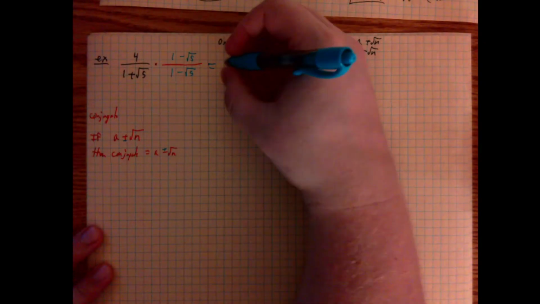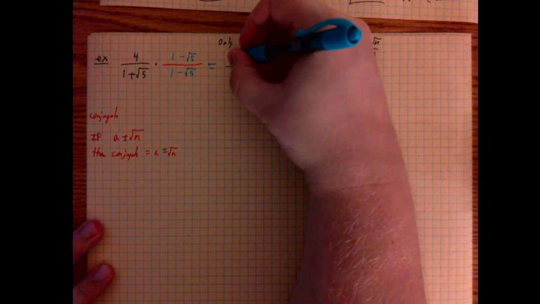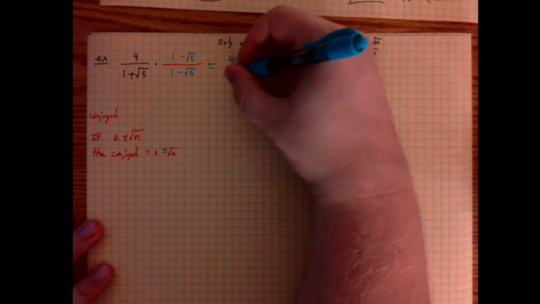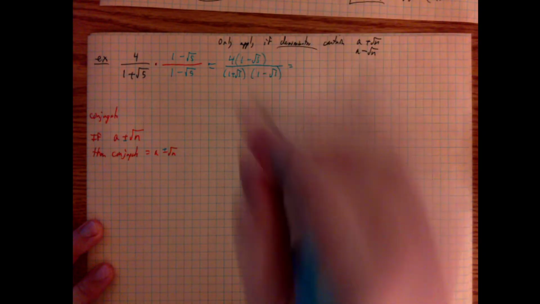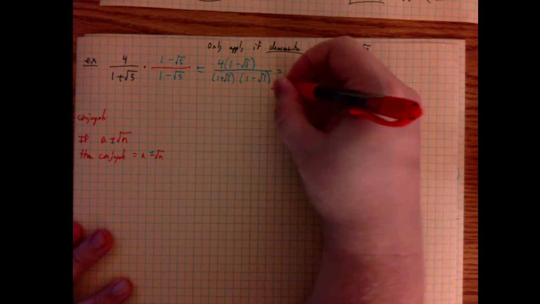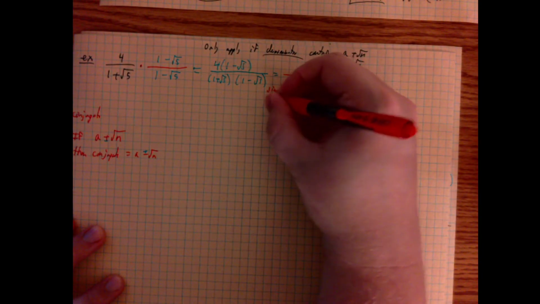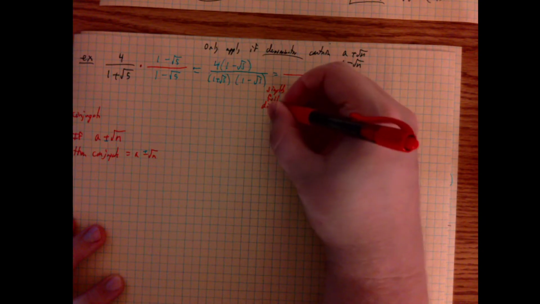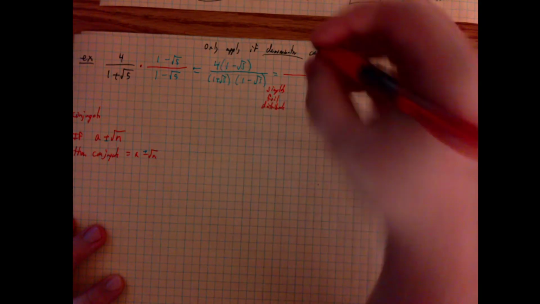So, what does this look like? Well, on top we have 4 times 1 minus the square root of 5. On bottom we have 1 plus the square root of 5 times 1 minus the square root of 5. And you have to simplify this. There's no way to get around this. You must simplify. Now, how are we going to simplify? You could FOIL, which is what we're going to have to do on the bottom, or you could distribute, which is what we're going to have to do on top. And so on top, let's distribute.